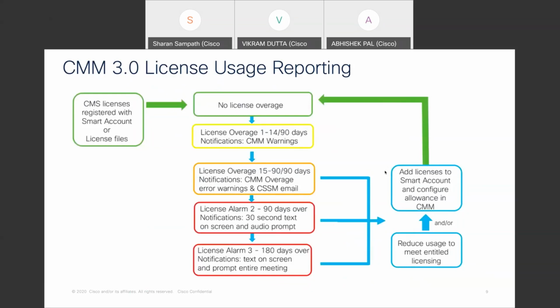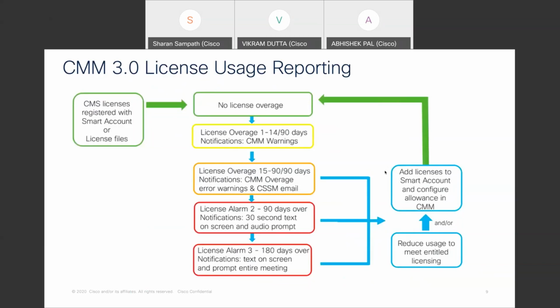The conference will still work, but you will see a text message on the screen, and you will also hear an audio prompt stating something similar, right? The thing is, it will be there for each and every participant for the first 30 seconds when they join the conference. After the first 30 seconds, it'll go away. And let's say this situation continues for another 90 days. So right now it is 180 days altogether, right?